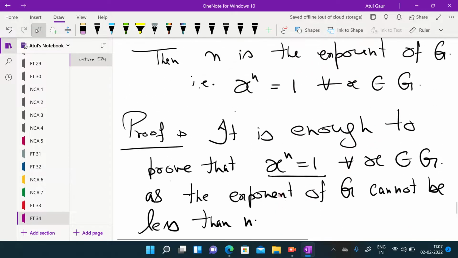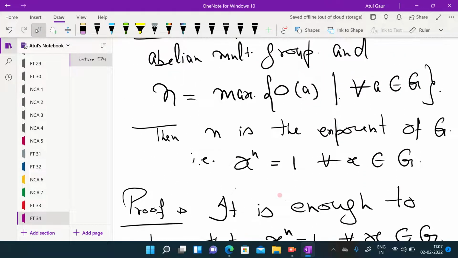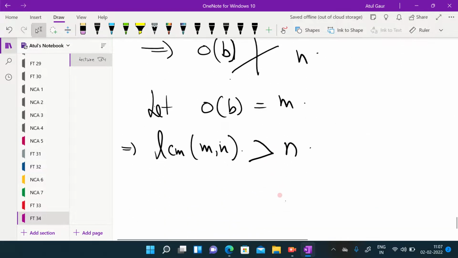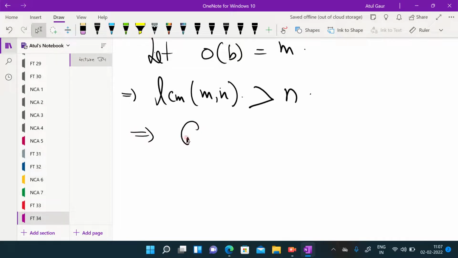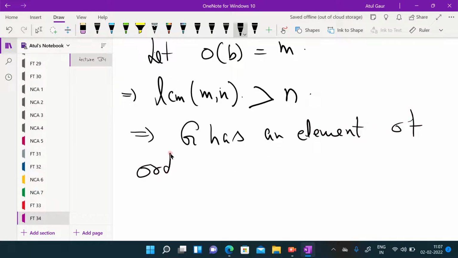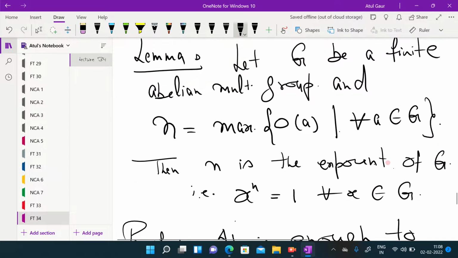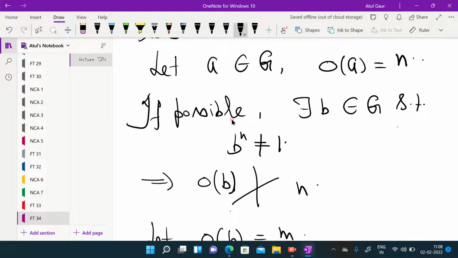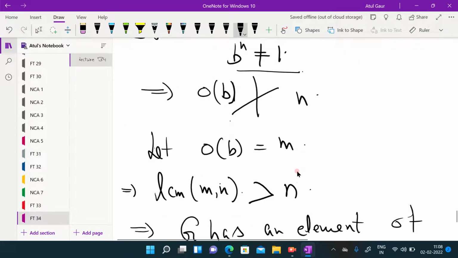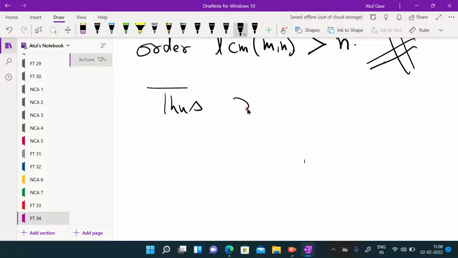But then the point is, in the previous lemma, we proved that if it has an element of order m, and if it has an element of order n, then it will also have an element of order LCM of m and n. So this means G has an element of order LCM of m and n, which is strictly bigger than n, but this violates the definition of n. What was the definition of n? Definition says that n is the maximum of order of all the elements, right? So you are getting a contradiction. You are getting a contradiction because you said that if possible you have such an element. So that means no such element will exist.